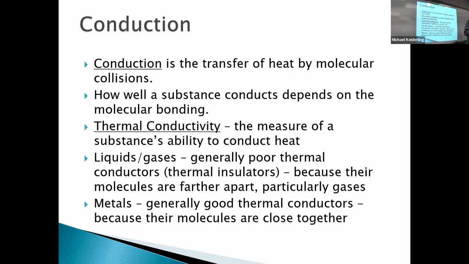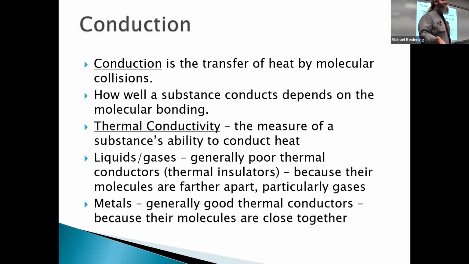Thermal conductivity is a measure of a substance's ability to conduct heat. Things that conduct well tend to be things like metals. We use them when we want to transfer heat. If you've ever built a computer, you may have used thermal paste, which is goo that conducts heat very well because you want to cool your chips down. I'm going to turn this off.